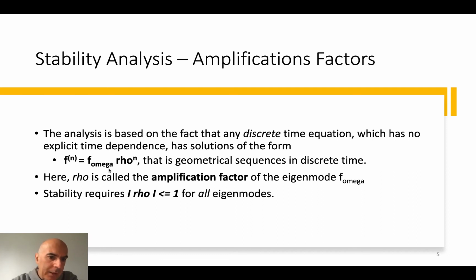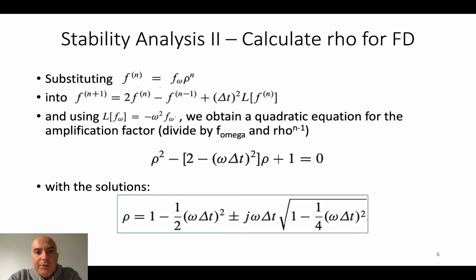So we keep this solution bounded. So how is this working? Well, the first step is substituting our function at the time n with the eigenfunction f omega multiplied by the amplification factor rho to the power of n, where n is the time step. So we're going to plug this expression in our explicit leapfrog update of function f. We take this function and replace f n in this way.